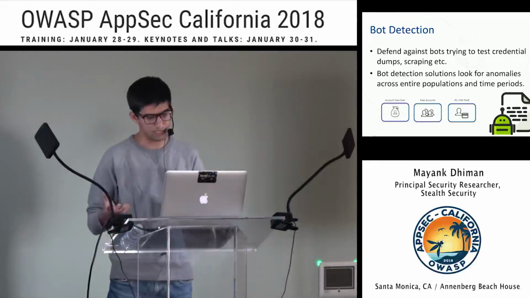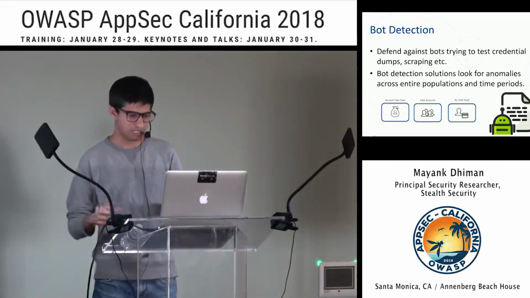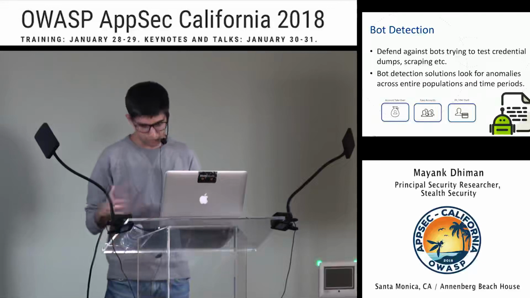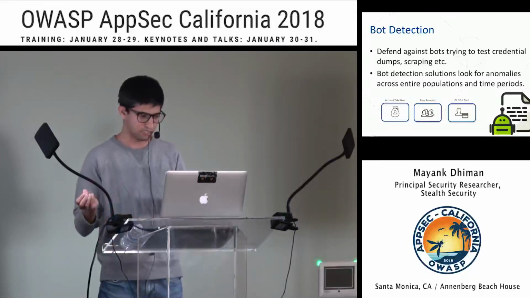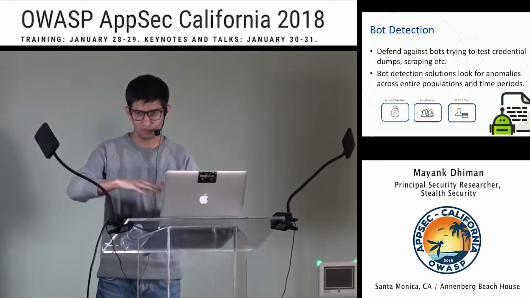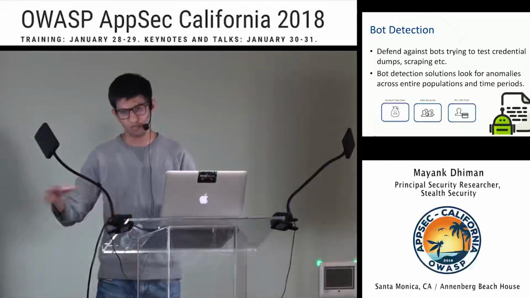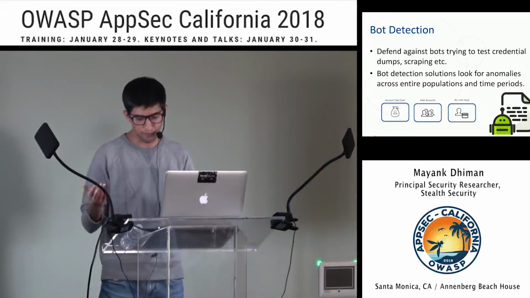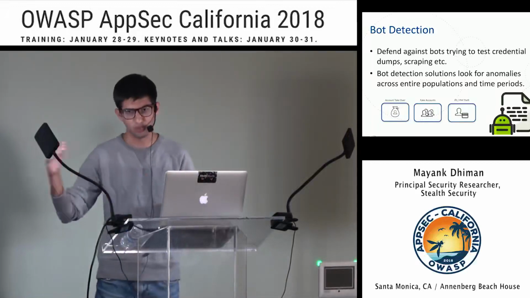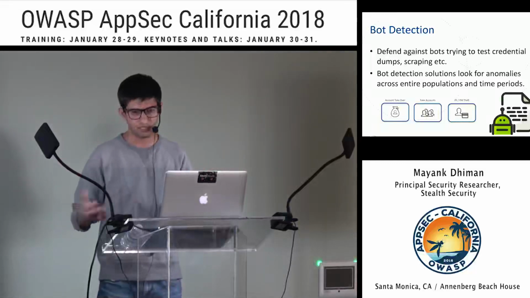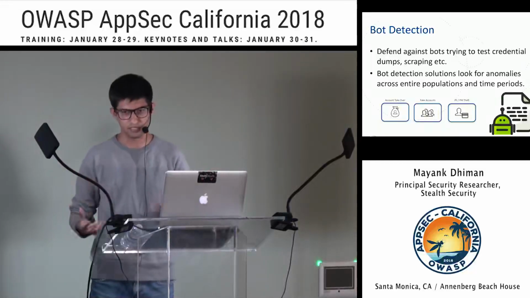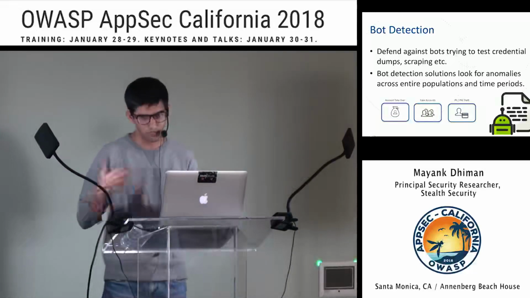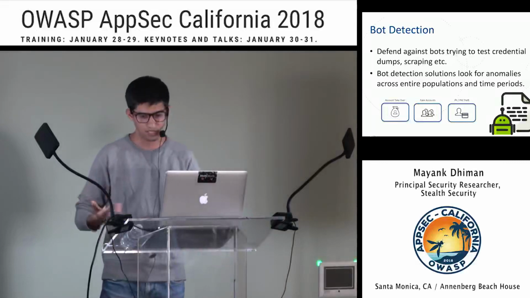And one thing to mention, again, bot detection is also, I would say, another machine learning anomaly detection problem, where usually what these bot detection solutions are trying to do is look for anomalies across entire populations of users or across time periods. For example, for the authentication problem, if you only see, say, 10,000 login requests per minute, and then suddenly there is a large spike in the number of authentication requests, this could be an indicator that there is some sort of an attack going on, where somebody's writing a bot to test authentication.